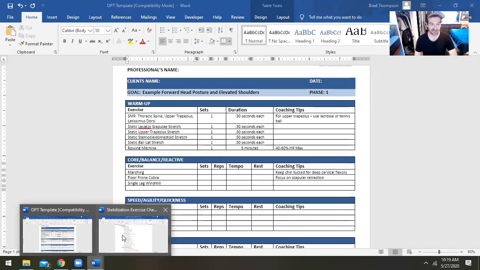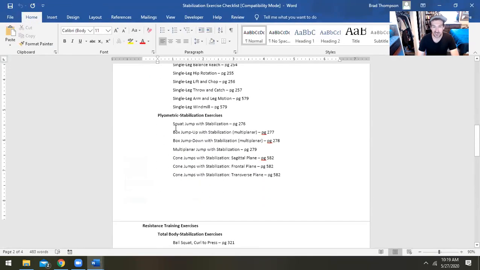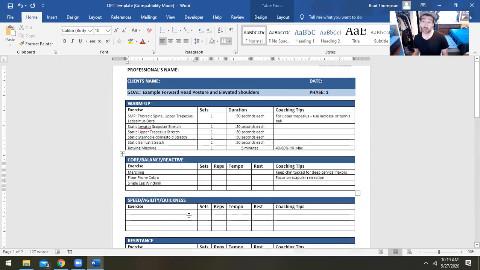Lastly, we need a reactive exercise. If we go to our stabilization list, we've got box jumps, cone jumps, multiplanar jumps. This is not super relevant to the upper body, so we'll just go with a cone jump, sagittal to stabilization.